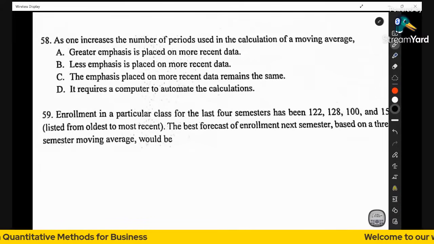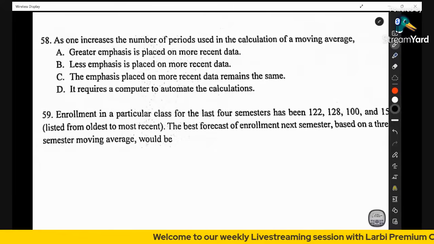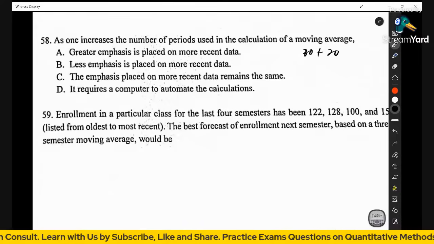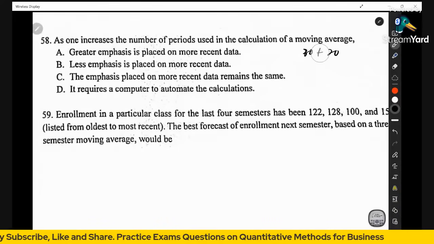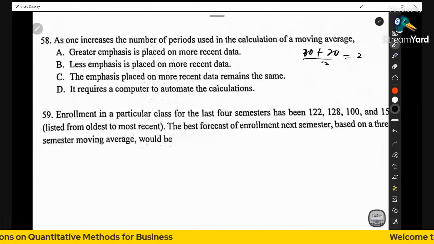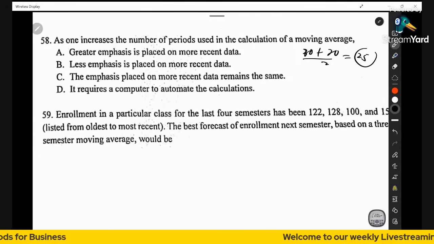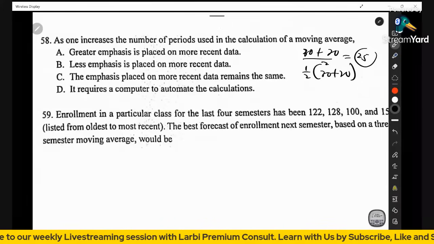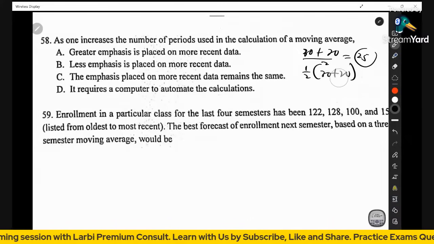As one increases the number of periods used in calculation, then what is happening? Let's say we have just two pieces of information, 20 and 30. We are using a two-period moving average, and we have these two data. When we add these two and divide by 2, we get 25. So here the weight is 1/2, isn't so? The weight that we place on each data here is 1/2.